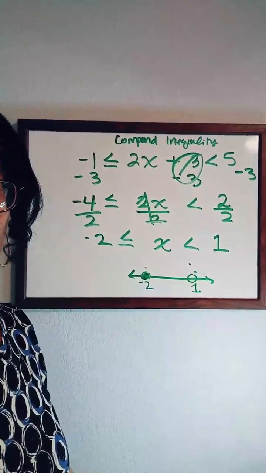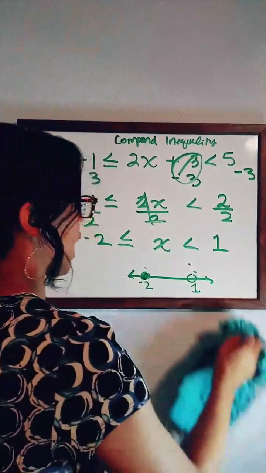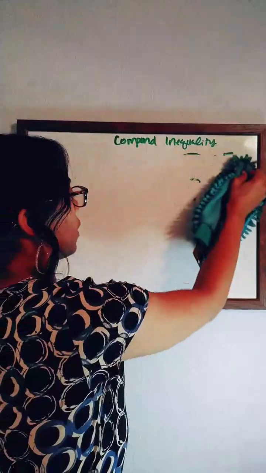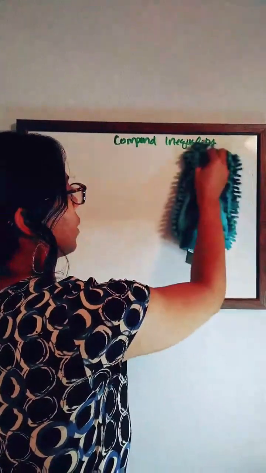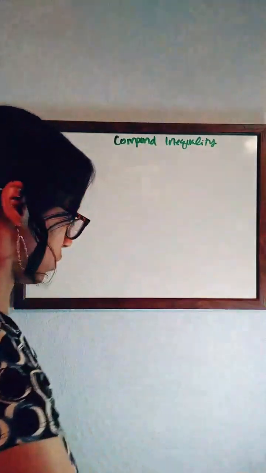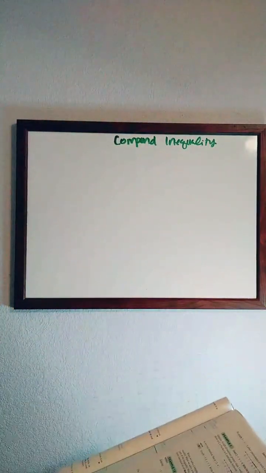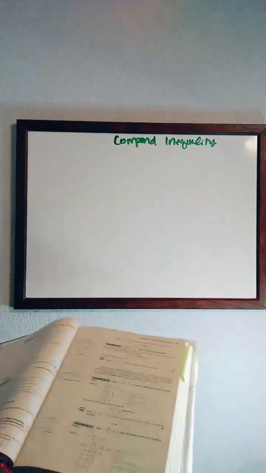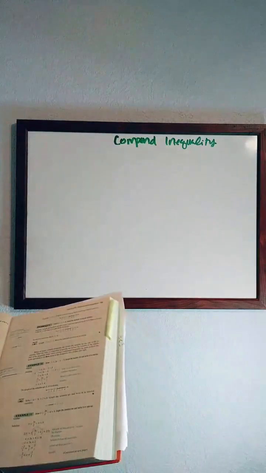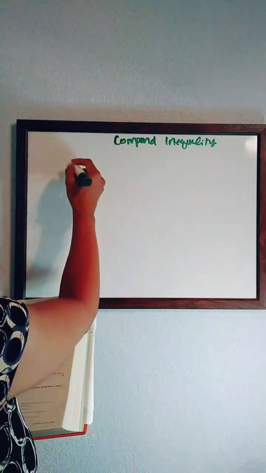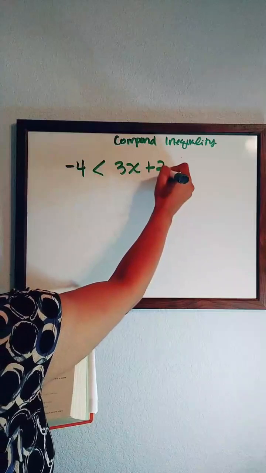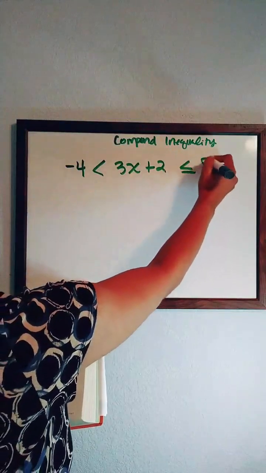Only if we would divide by a negative, let's do another one. So let's see if we have one where we divide by a negative. Let me see if I can find one. Nope, they don't have one where you divide by a negative. Oh, maybe. Okay, so we have -4 less than 3x plus 2 less than or equal to 8. Nope, this one isn't going to be a negative either.